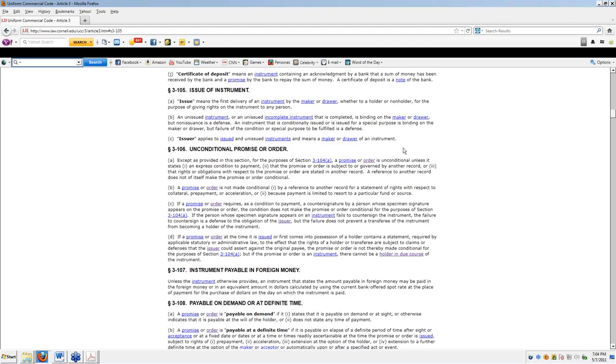Issue of instrument. Issue means the first delivery of an instrument by the maker or drawer, whether to a holder or non-holder, for the purpose of giving rights on the instrument to any person. Issuer applies to issued and unissued instruments and means a maker or drawer of an instrument. Well, weren't you the maker or the drawer? Well, yeah, because we authored it. It's our signature that brought it to life.